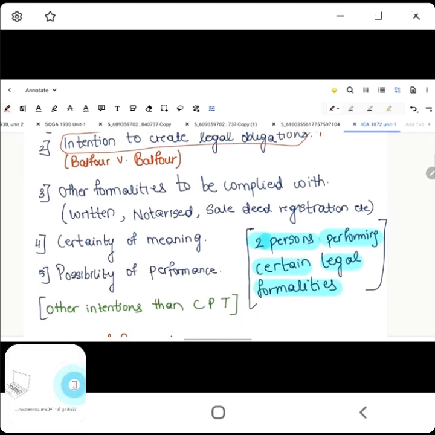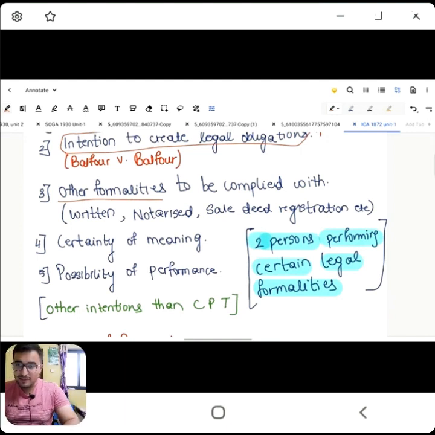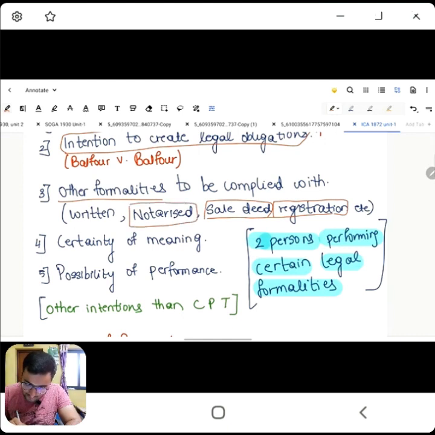Third, there may be some other formalities that are required to be fulfilled. Say you're selling a particular house. In case of a house sale transaction, there compulsorily has to be a sale deed, and there has to be a registration. Certain contracts have to be notarized. Certain contracts, like insurance, have to be written. So these are some other formalities. If it is clearly mentioned that these formalities have to be fulfilled, then you have to fulfill them. These are all very, very logical points, right?